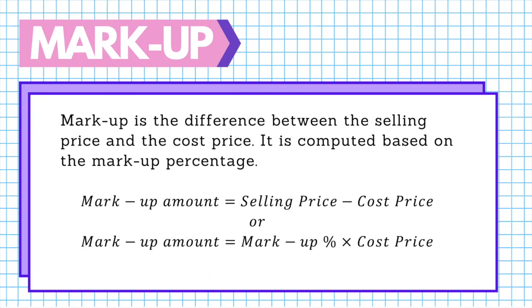Let's move on to markup. We define markup as the difference between the selling price and the cost price, and it is computed based on the markup percentage. So we have here the common formulas that we need to determine our markup amount. Markup amount is equal to the selling price minus the cost price, or the markup amount is equal to the markup percent multiplied by the cost price. So these are the two formulas that we can use to determine our markup.